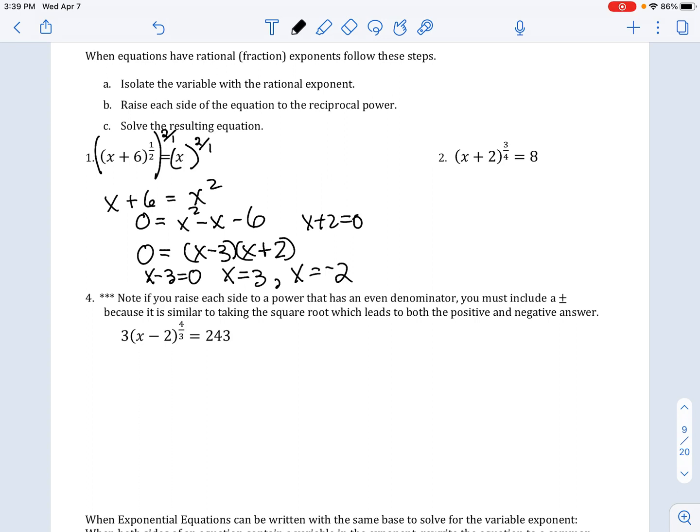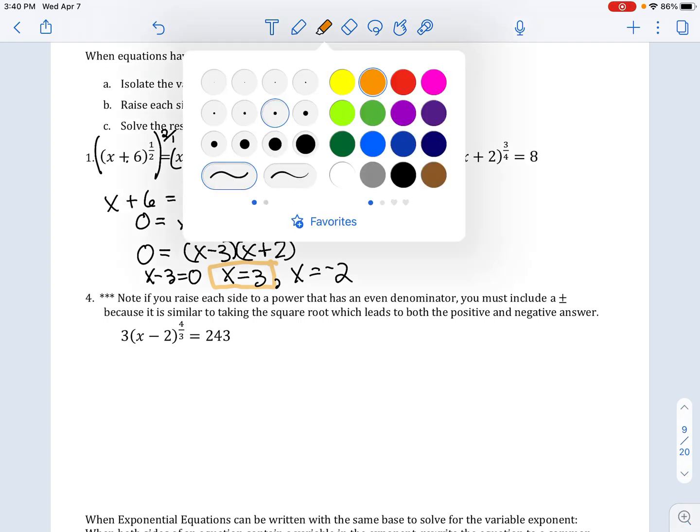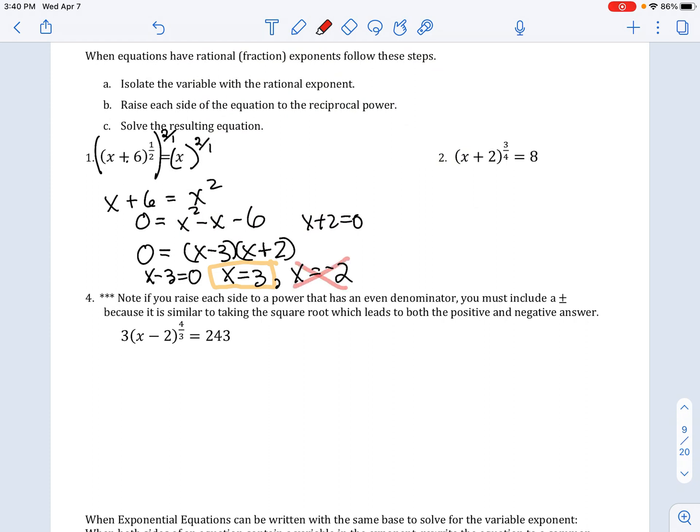What do we need to do with them? Just like we did with radical equations, we have to test them to see if they make the original equation true. So I'm going to start by plugging in 3. 3 plus 6 is 9. 9 to the 1/2 indicates the square root of 9, which is 3, equals 3. So we know for sure that that is a solution. Now we're going to try -2. -2 plus 6 is 4. 4 to the 1/2 is the square root of 4, which is a +2. And that does not equal -2. So this, we're going to X it out, and we're going to write extraneous. Remember, X and then extraneous.